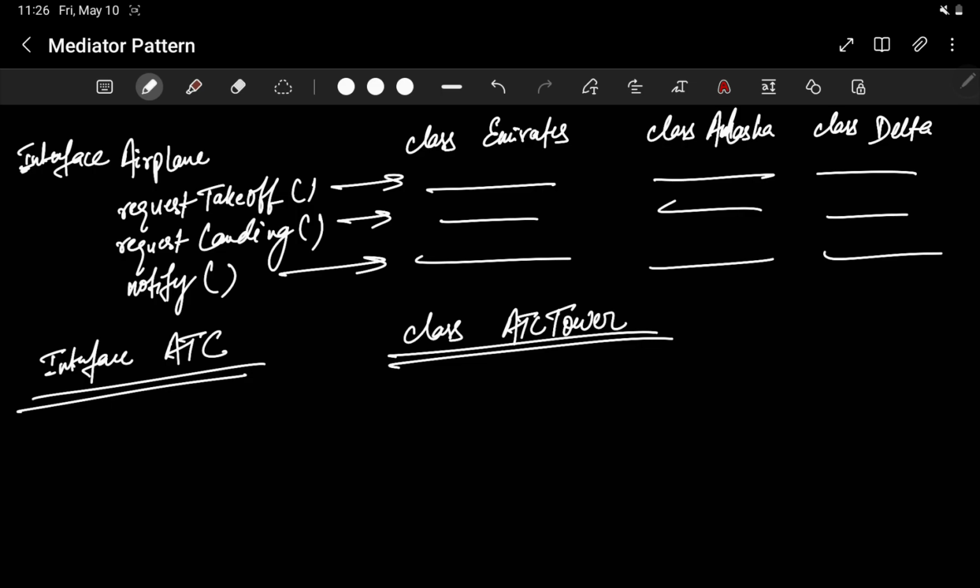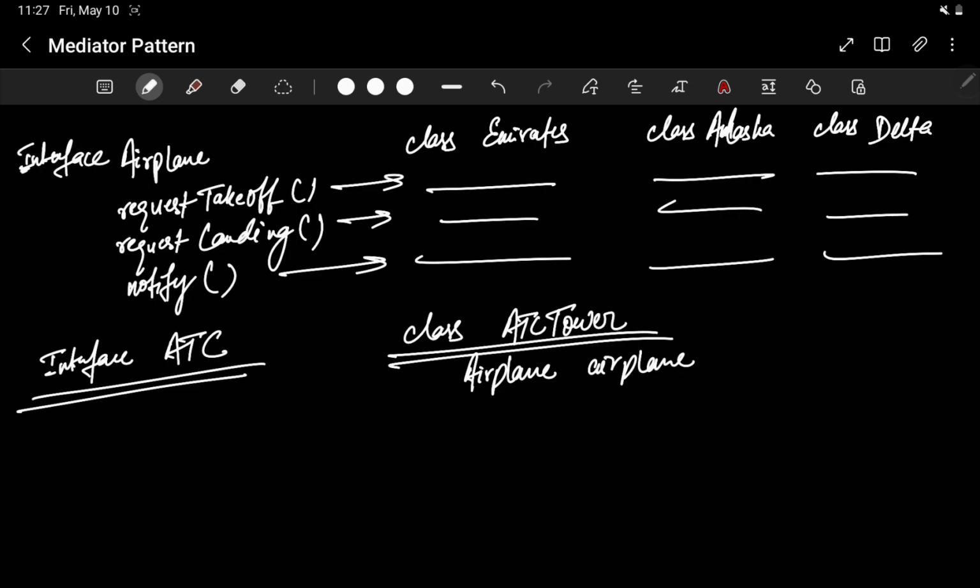Now the thing is, we don't know which airplane is going to request anything. So just to make it generic, we cannot maintain an object for everyone. Like Emirates, there will be an object for Emirates, there will be an object for Alaska, there will be an object for Delta. So what we can do is we can just maintain an object of airplane. Airplane object is airplane.